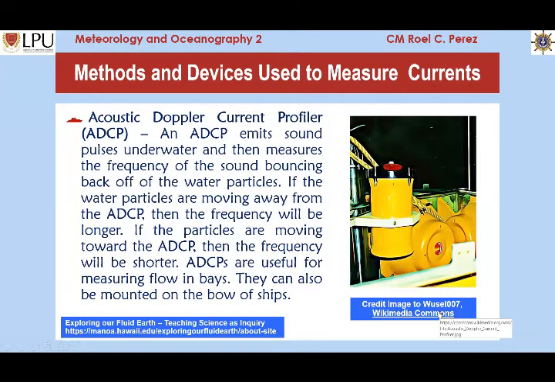Okay, next is the acoustic Doppler current profiler, or ADCP. An ADCP emits sound pulses underwater and then measures the frequency of the sound bouncing back off the water particles. If the water particles are moving away from the ADCP, then the frequency will be longer. If the particles are moving toward the ADCP, then the frequency will be shorter. ADCPs are useful for measuring flow in bays. They can also be mounted on the bow of ships.